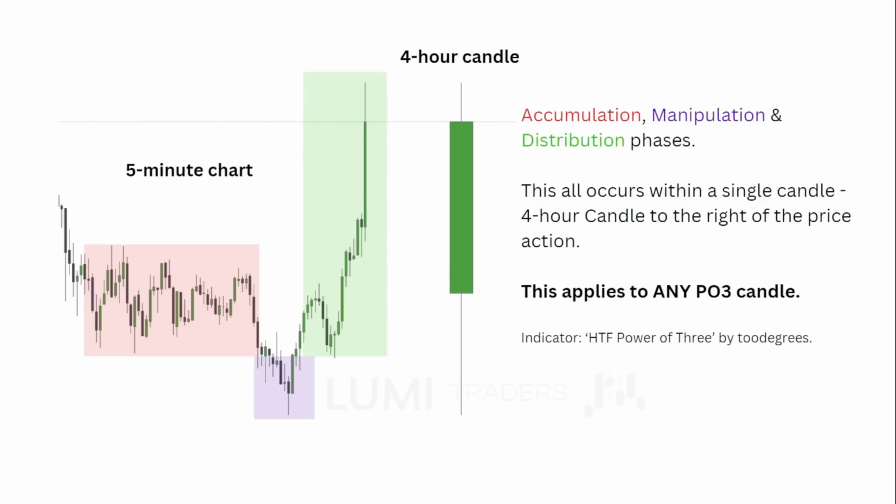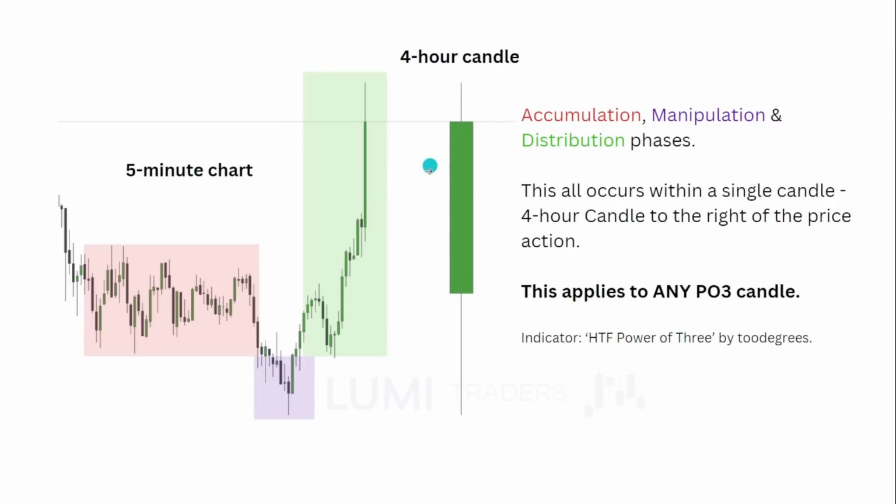Okay. Accumulation, manipulation, and distribution phases. This all occurs within just one single candle. This means a 4-hour candle like this will look like this on the 5-minute chart. And this applies to any power of 3 candles. So here are indicators that you can use on TradingView.